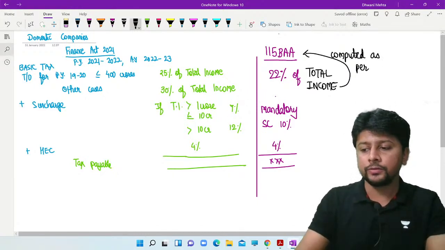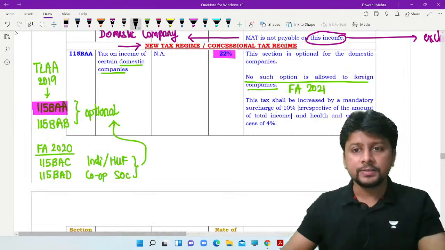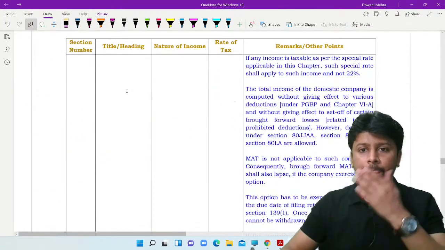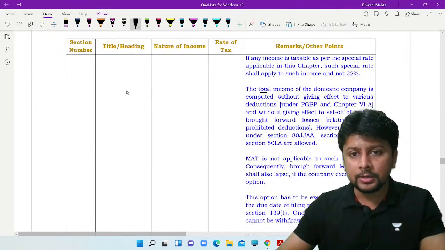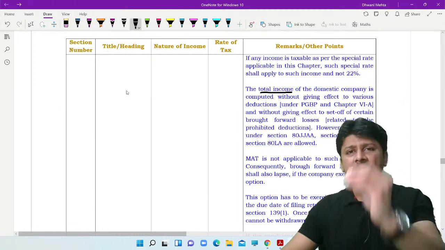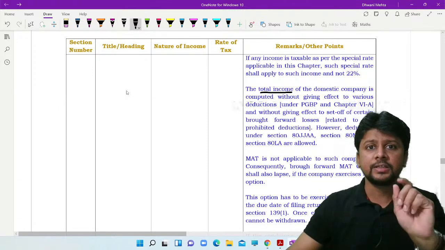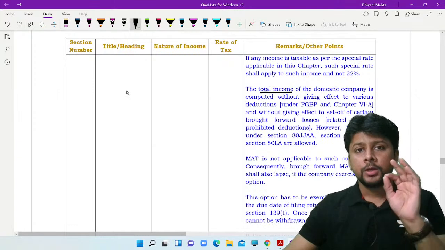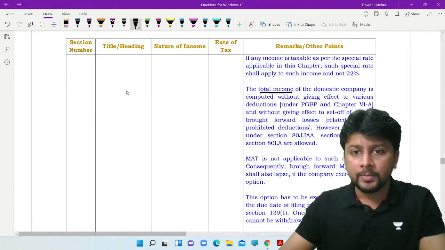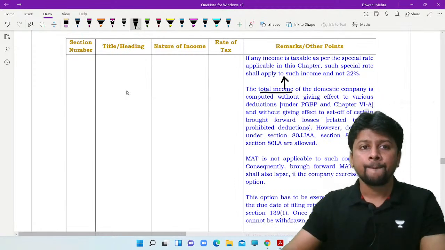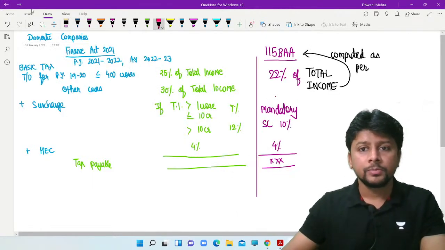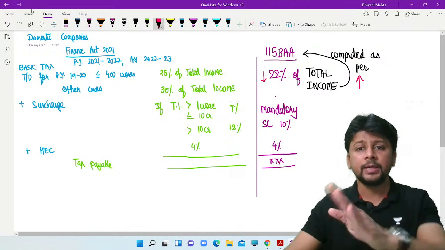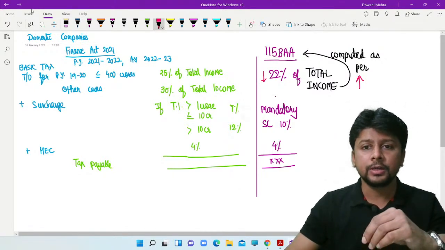And what is the significance of this? The significance is that when 115BAA does your tax calculation, your total income is being computed without many deductions. This is a list that a student has to remember so that he or she can solve the sums properly. Your total income, because of this provision, will be calculated slightly on the higher side. So your total income will be slightly high, but the rate of tax is 22%, which is a bit lower as compared to 25% or 30%.